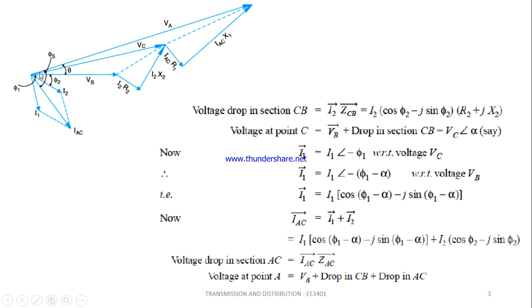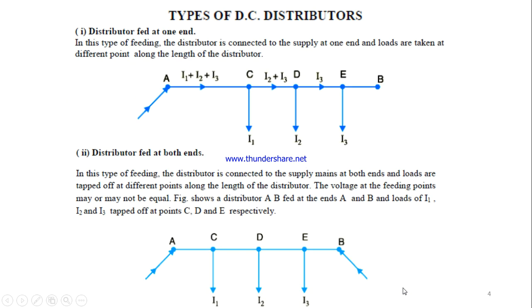Obviously, voltage VA will be at an angle with the current I1, which is at an angle of phi1. This is how a phasor diagram has to be drawn. The voltage drop in section CB is calculated, and at the point C we have to calculate accordingly. Then we need the I1 current, and IAC is nothing but I1 plus I2. While adding, we get the voltage drop in section AC, and finally the voltage at A is nothing but the addition of VB plus the voltage drop at CB plus the voltage drop at AC. This is how we calculate in case of AC distribution.